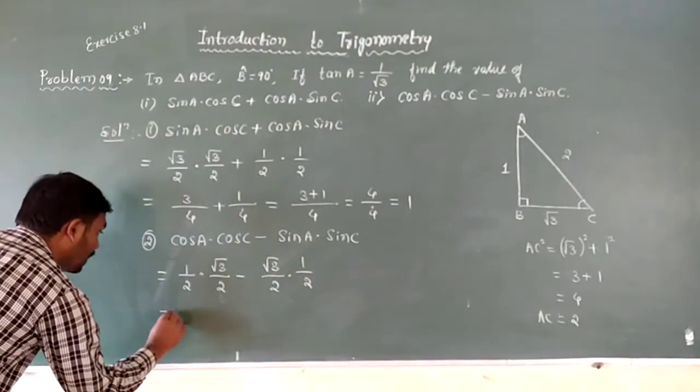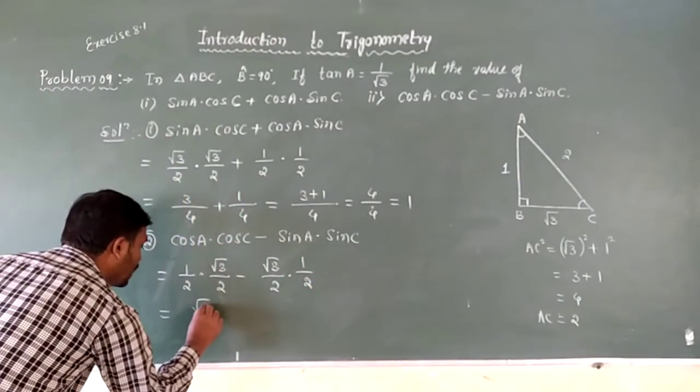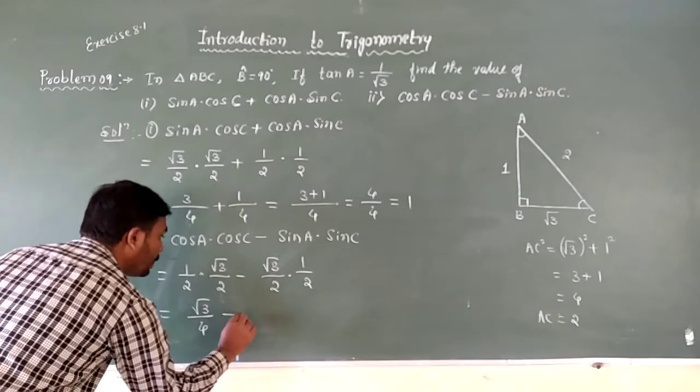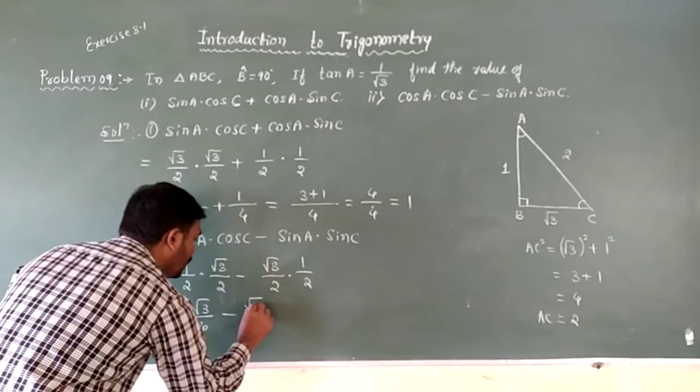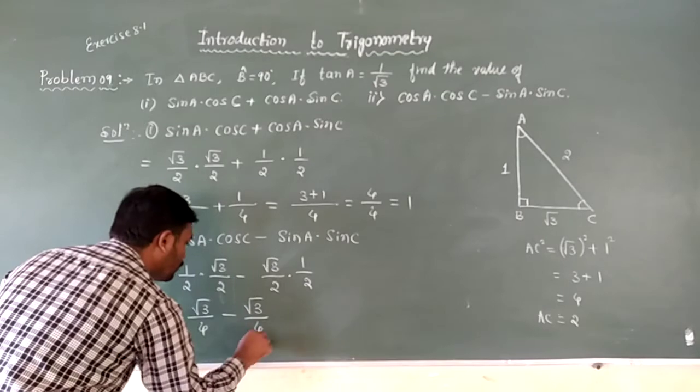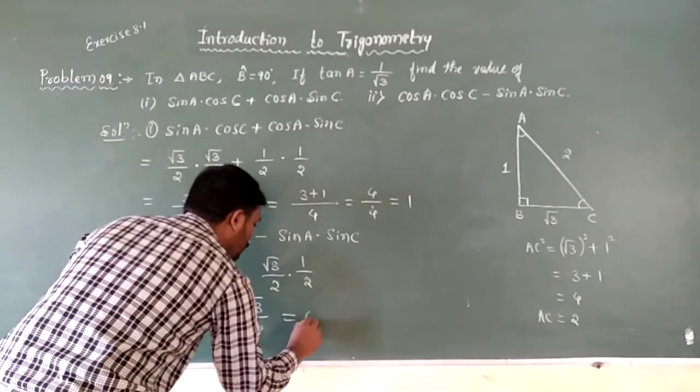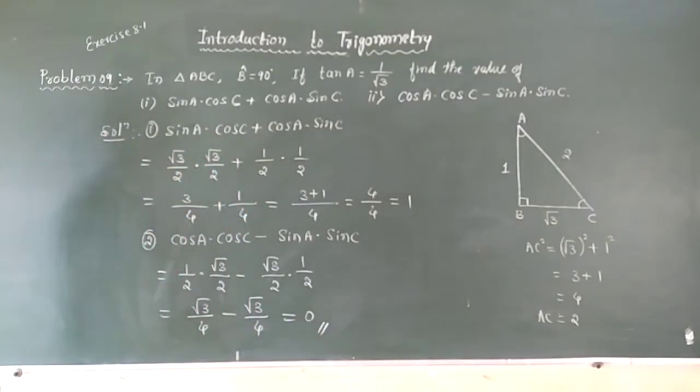So simplify this one again. Root 3 divided by 4 minus root 3 divided by 4. Both get cancelled. This is equal to 0. Hence the proof. So this is how we can solve the problems by using the trigonometric ratios.